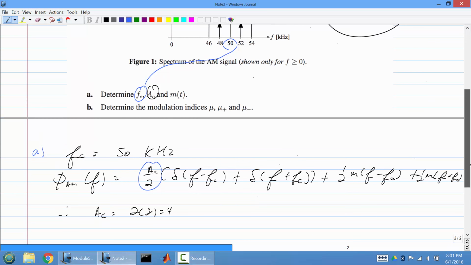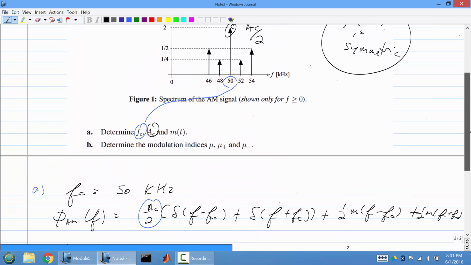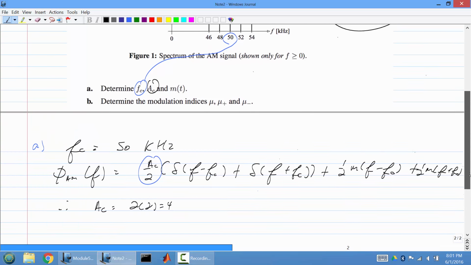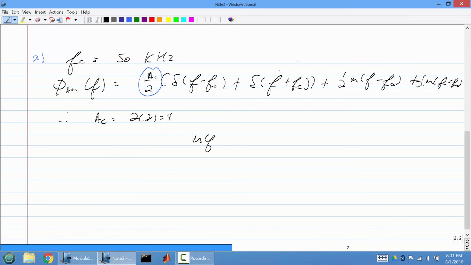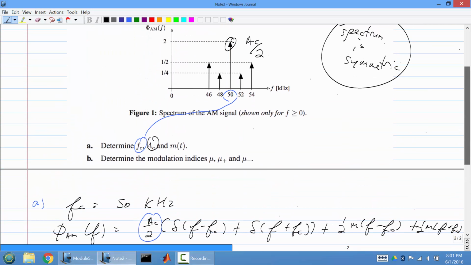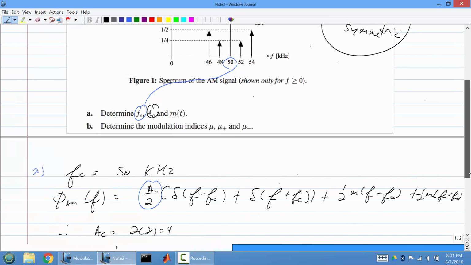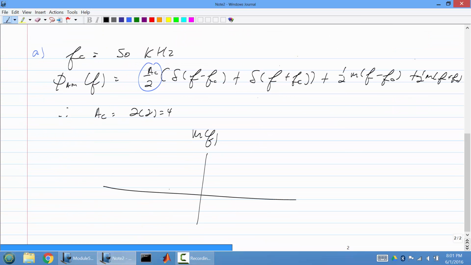Okay, now, what's the original message signal? So let's draw it out. It looks like this for now. So M(f). Remember, because we're using 50 kilohertz as the mirror, basically what I'm going to do is shift everything back by 50. So in this case, we're going to have plus minus 2 and plus minus 4. I'm not going to draw the heights yet on purpose, and I'll show you why. So we have 2 impulses, minus 4, minus 2, 2, and 4, and this is in kilohertz.